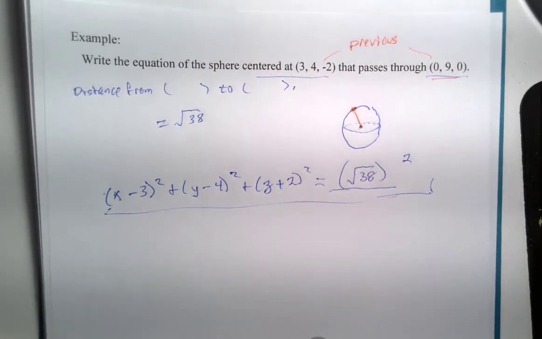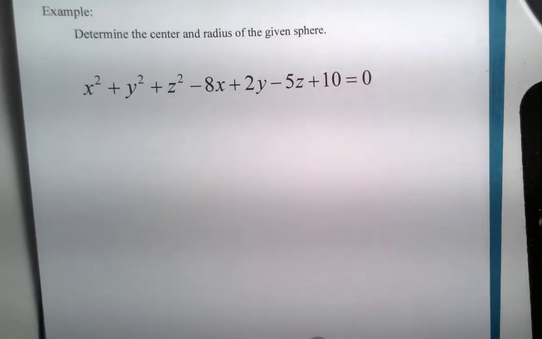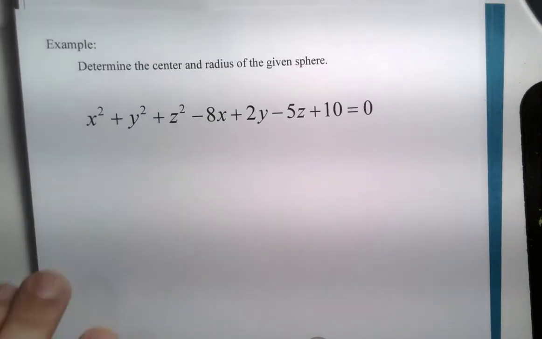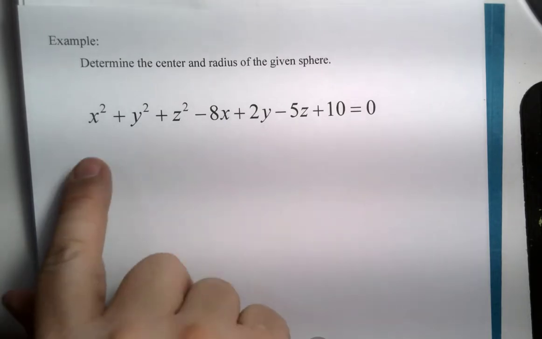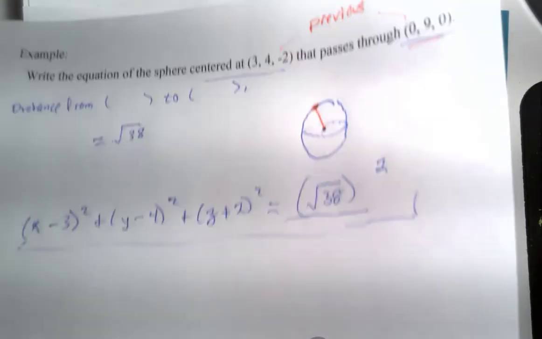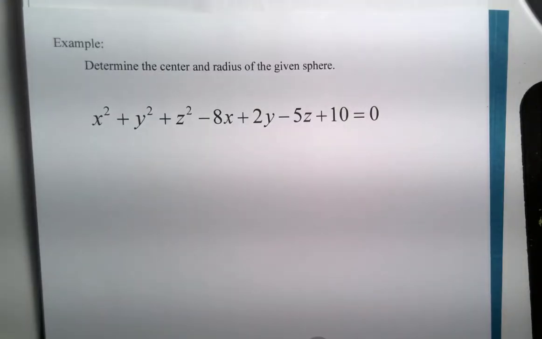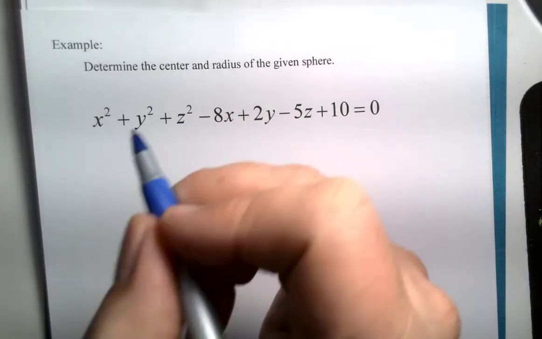Now, one more sample. Here it is. This should bring back some old algebra memories. How do we take this algebra and convert it into something that looks a little bit like this algebra? Once again, you are correct. We are going to complete the square.